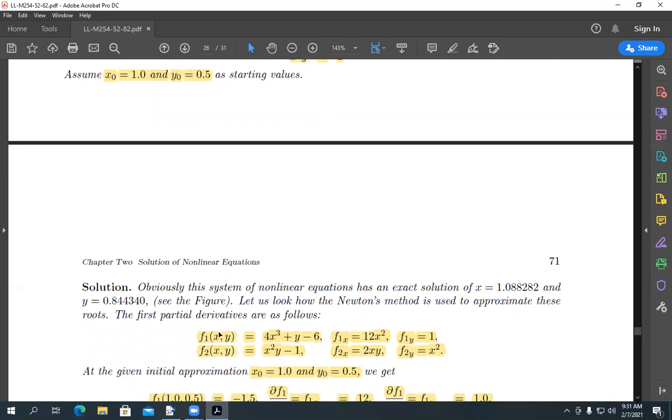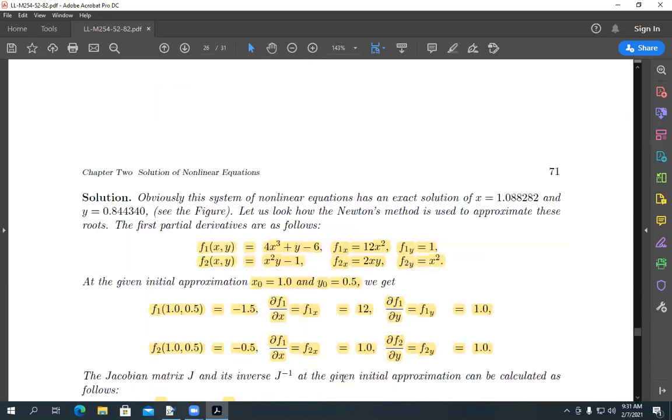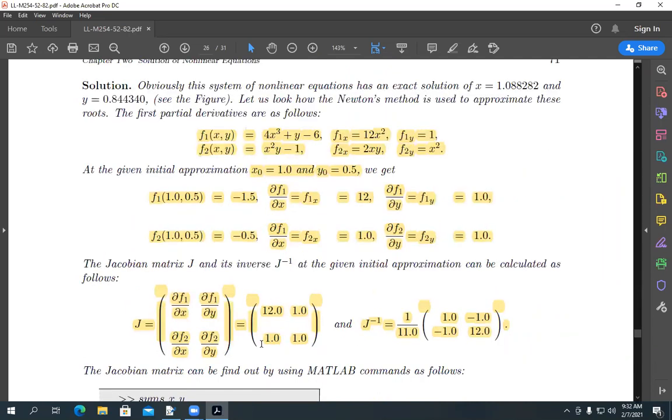We need to find the value of the function and their derivative at the given initial approximation 1 and 0.5. When you find this, your function value at this initial approximation is minus 1.5 and minus 0.5, and the derivative values are 12, 1, 1, and 1, and then you can have, what is your J?